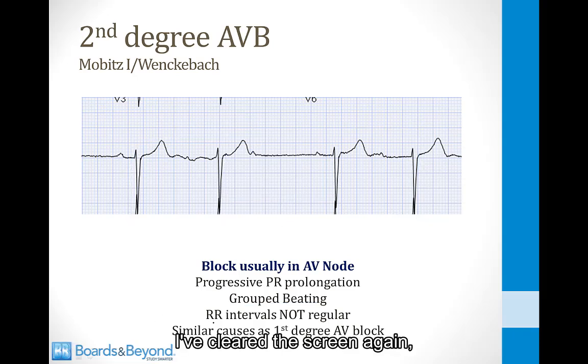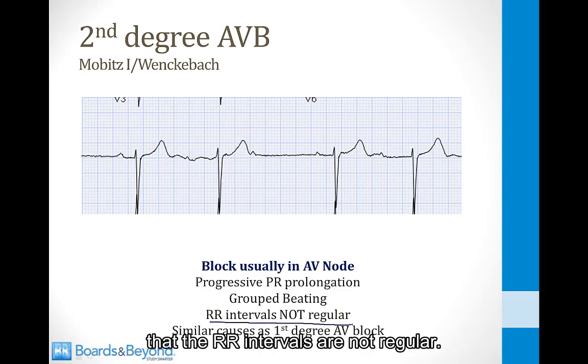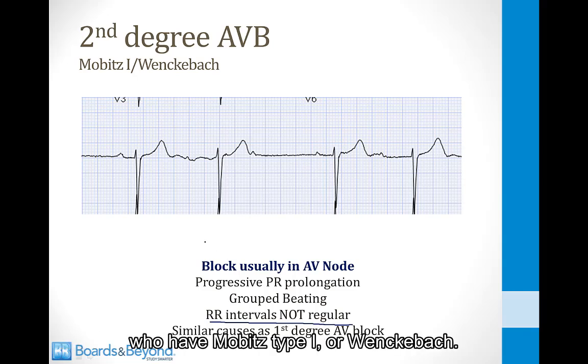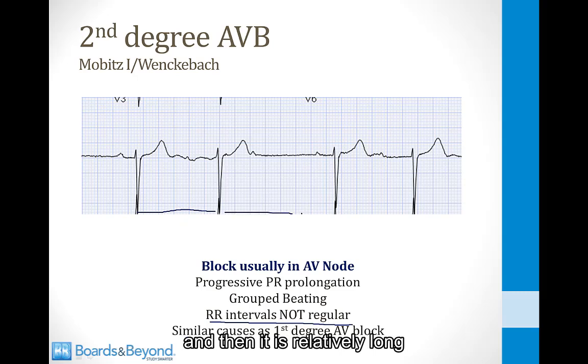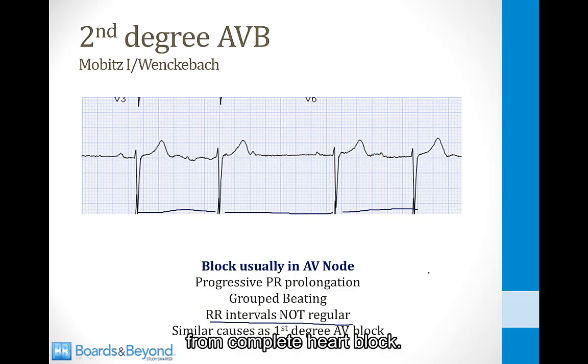I've cleared the screen again so I can show you that the result of grouped beating is that the RR intervals are not regular. The RR interval is the distance between the QRS complexes, and they are not regular in patients who have Mobitz type 1 or Wenckebach block. Notice that the RR interval here is relatively short, and then it is relatively long, and then it is relatively short again. The RR intervals are varying, and once again we will see later that this is very important for distinguishing Mobitz type 1 or Wenckebach block from complete heart block.